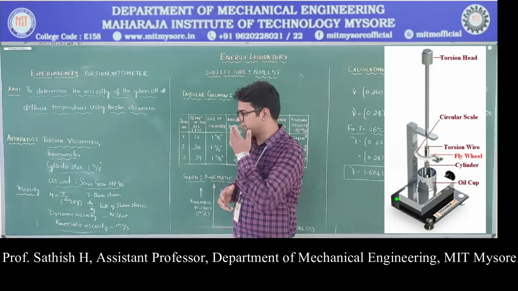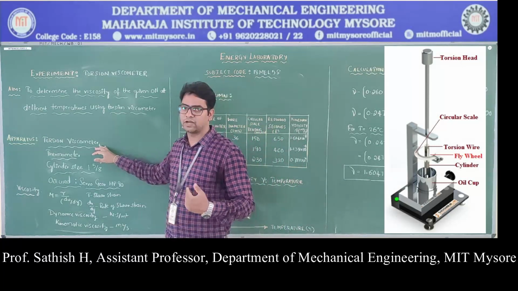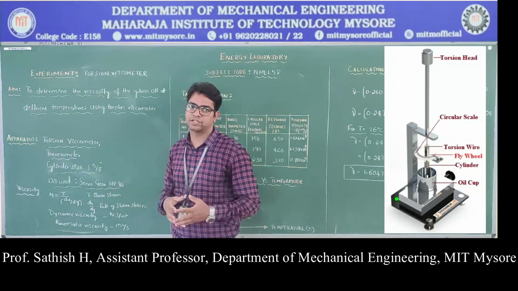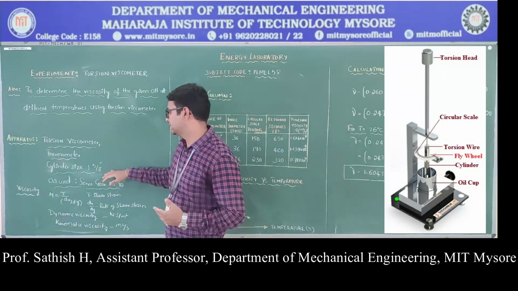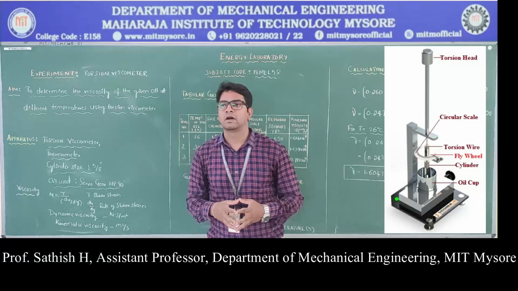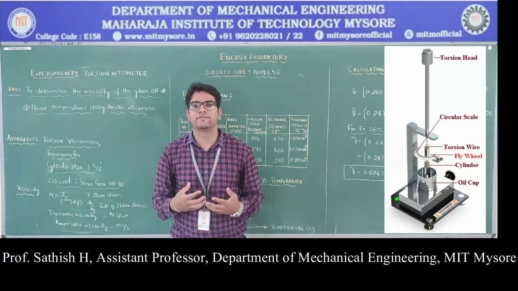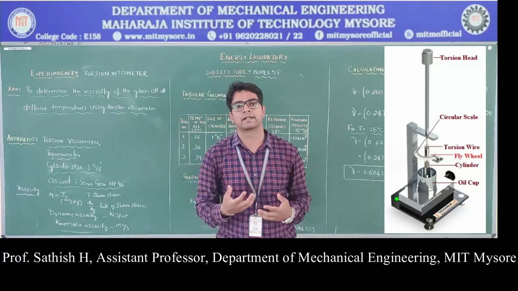The apparatus we need are the torsion viscometer, a thermometer to measure the oil temperature, and a cylinder. In the viscometer we use a cylinder and a wire.